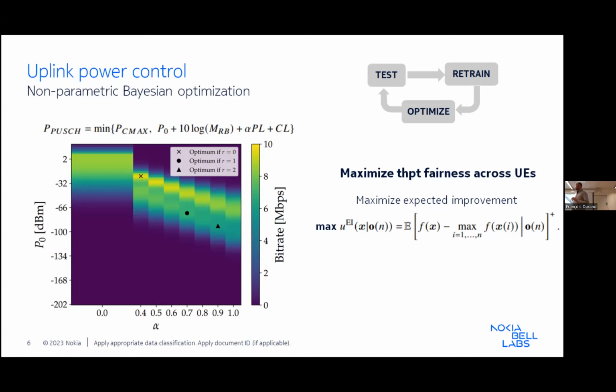The problem is that alpha equal to one means that the users at the cell edge with high path loss will transmit with a lot of power, and this will cause interference. So there's basically a trade-off between P0 and alpha that you can see here. If there were no interference, then alpha equal to one would be the optimum.